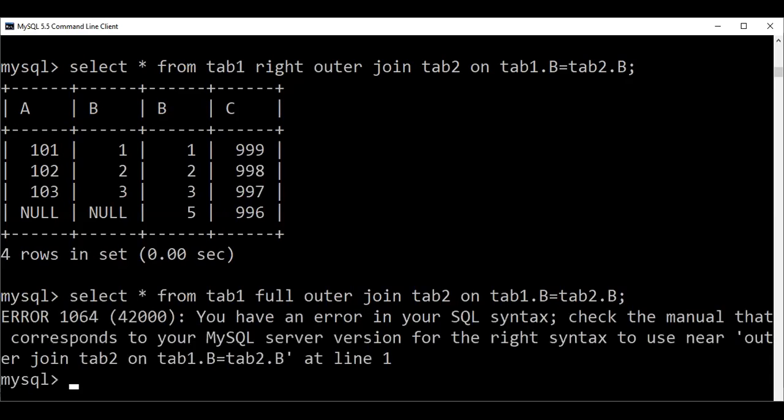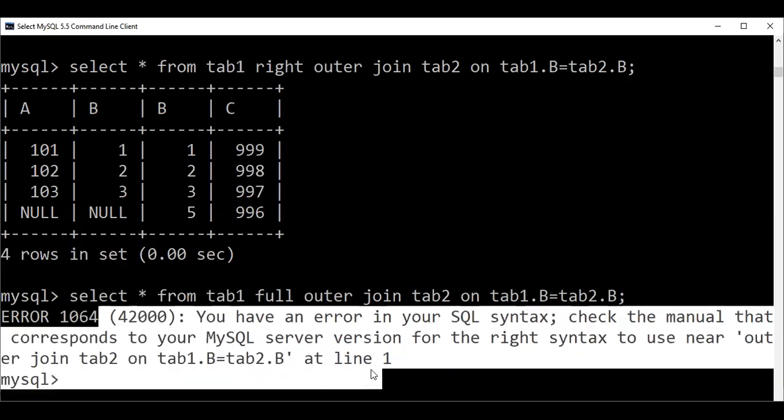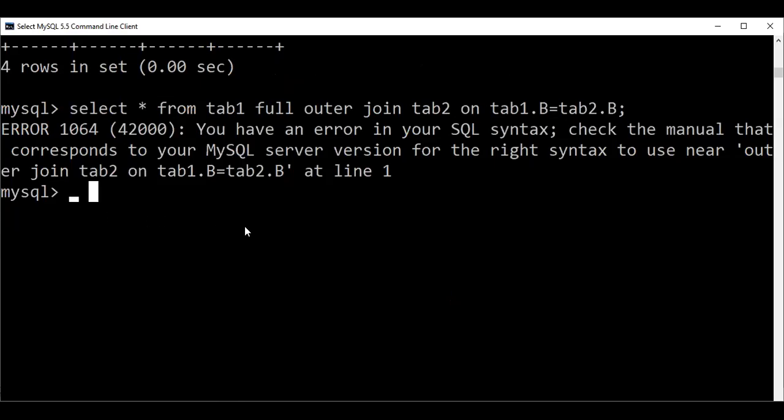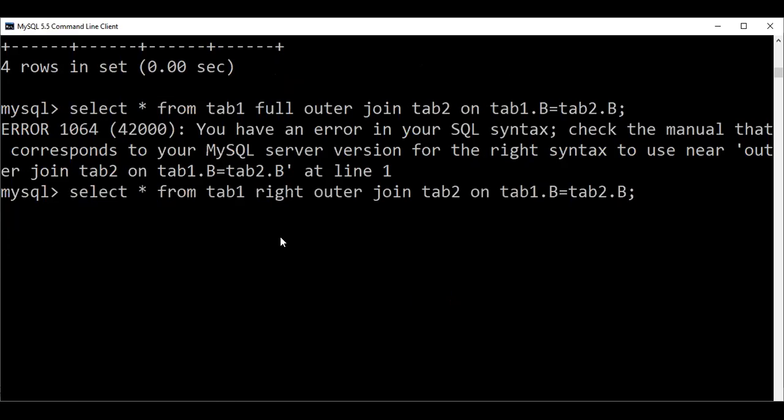But I can show you a different method, by writing a union operation. This is not exactly correct, but full outer join is not working. It is a SQL statement, but in MySQL it will show you an error. There is no keyword for full outer join. So to make it a full outer join, you can apply the union all operation.